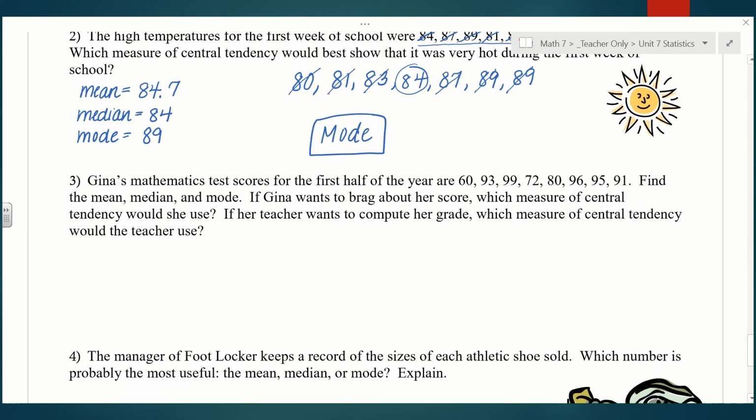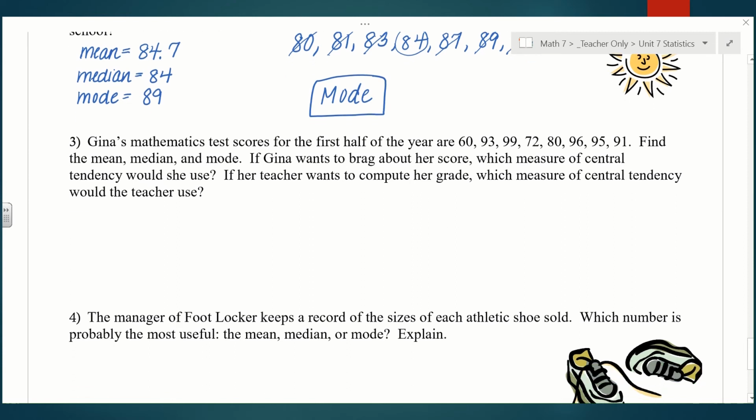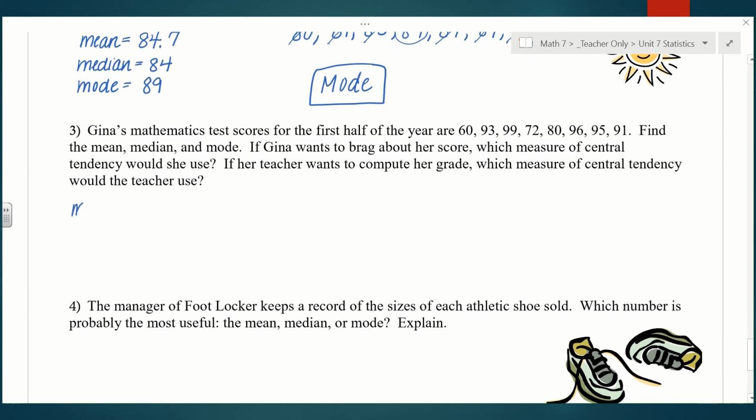Okay, number 3, Gina's mathematics test scores for the first half of the year are all of these scores here. Find the mean, median, and mode. If Gina wants to brag about her score, which measure of central tendency would she use? If her teacher wants to compute her grade, which measure of central tendency would the teacher use? We're going to go through and find all 3 again, and then we'll talk about the answers for each of those questions.